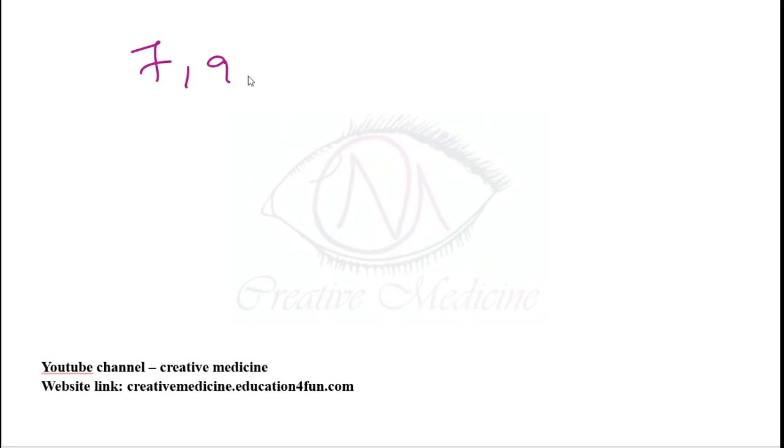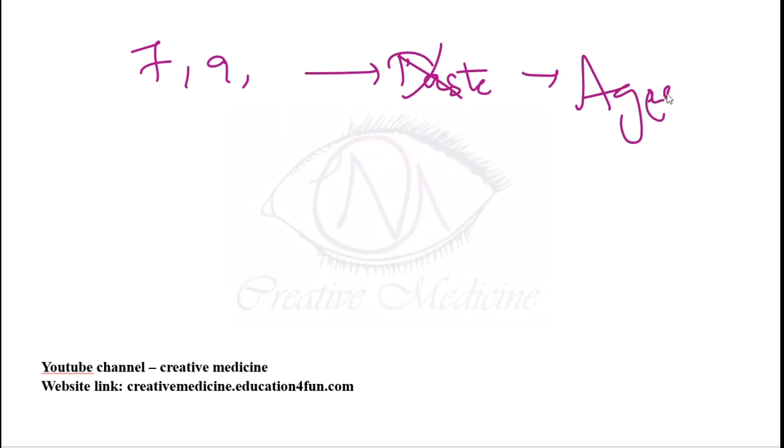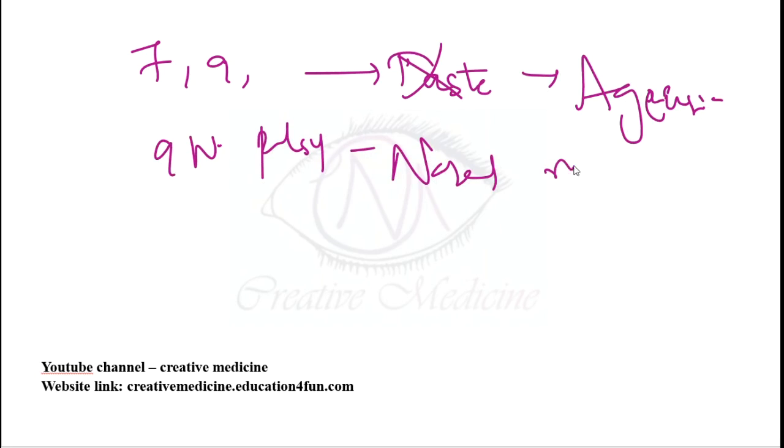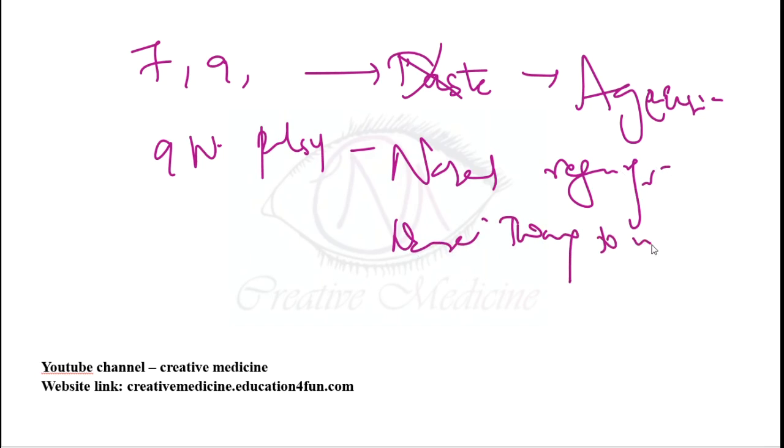Then, involvement of the sensory part of the 7th and 9th nerves causes loss of taste sensation, causing ageusia. 9th nerve palsy will result in nasal regurgitation, and a nasal twang to the voice is also seen.